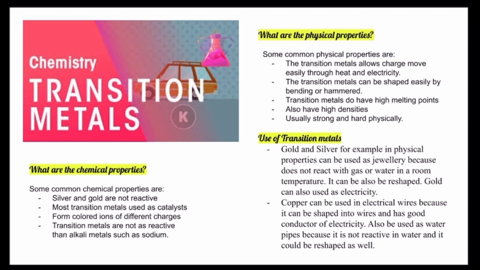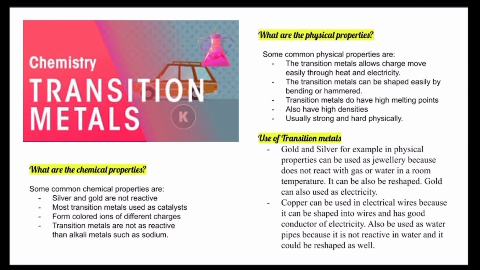What are the physical properties? Some of the common physical properties are that transition metals allow charge to move easily, conducting heat and electricity. The transition metals can be shaped easily, bent, or hammered. They also have high melting points and high density, and they're usually physically strong and hard. As for chemical properties, some common ones are that silver and gold are not reactive. Most of these metals are used as catalysts, and they also form colored ions of different charges. Transition metals are not as reactive as alkali metals such as sodium.